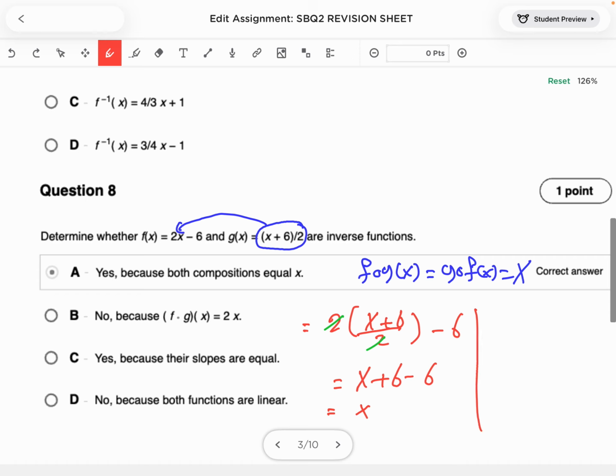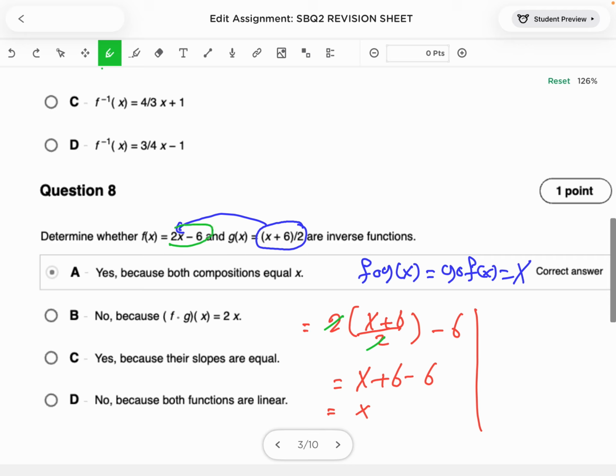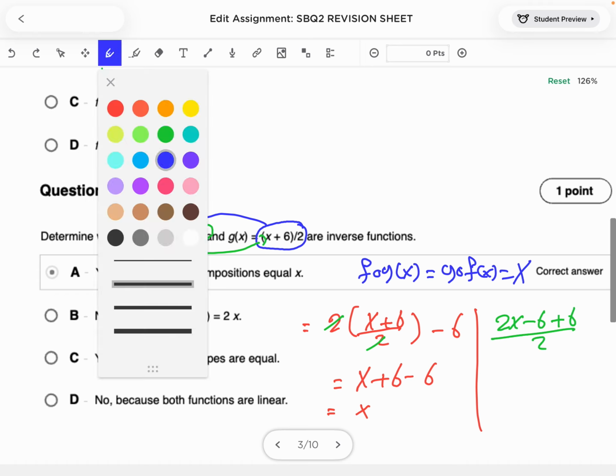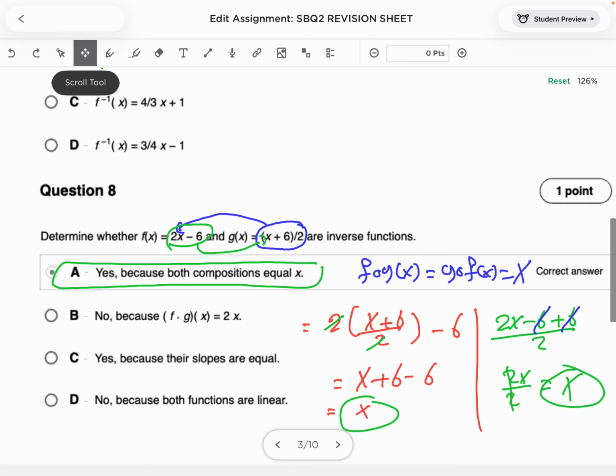Now I will do the vice versa, which is putting the whole value of f instead of this x. So it will be 2x minus 6 plus 6 over 2. 6 minus 6 are cancelled. So I have 2x over 2. 2 with 2 are cancelled. The answer is x. So these two functions are inverses. Why? Because the composition is equal to x. In both cases, we got the value equal to x.